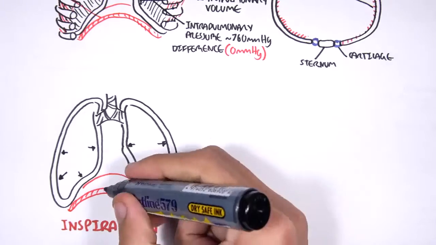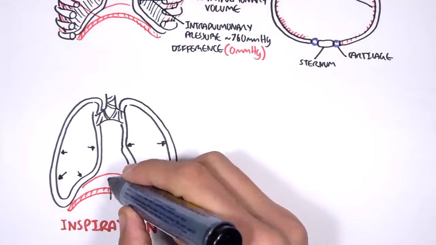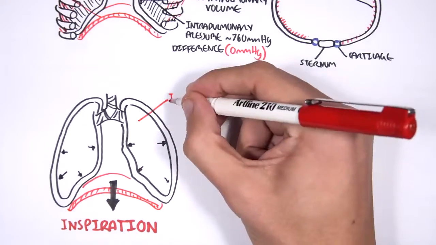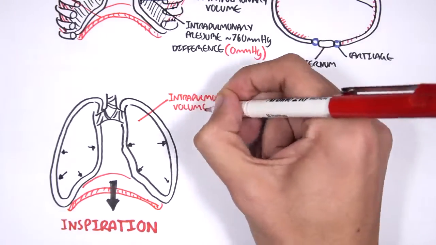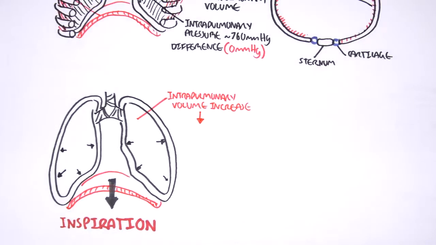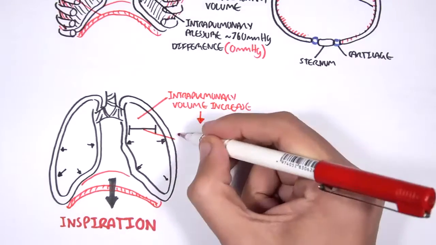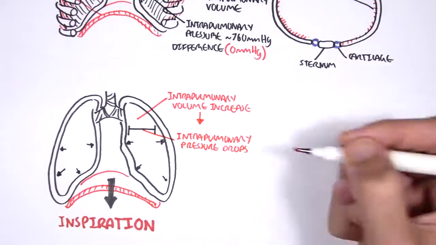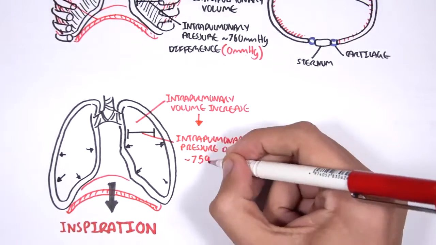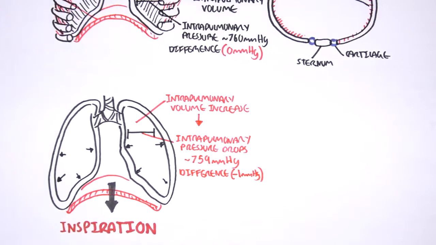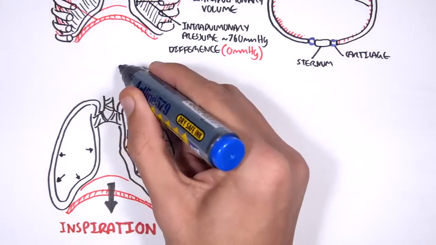During inspiration, the diaphragm contracts and moves down. This will allow the intrapulmonary volume to increase. Because the intrapulmonary volume increases, the intrapulmonary pressure will decrease to about 759 millimeters mercury. So in respect to the atmospheric pressure, there is a difference of negative 1 millimeter mercury. The intrapulmonary pressure is 1 below the atmospheric pressure.